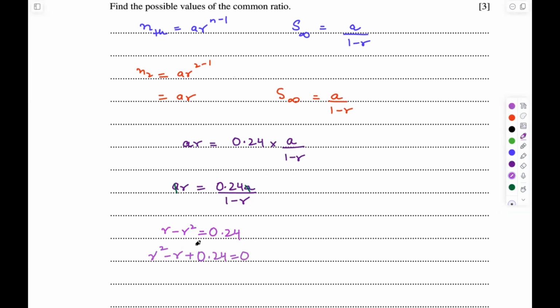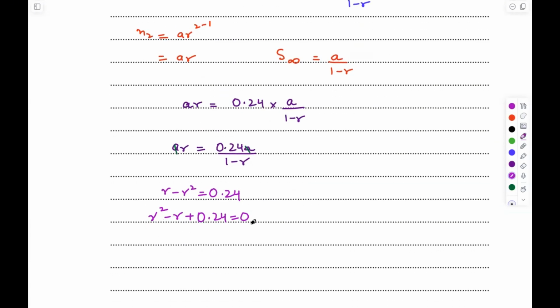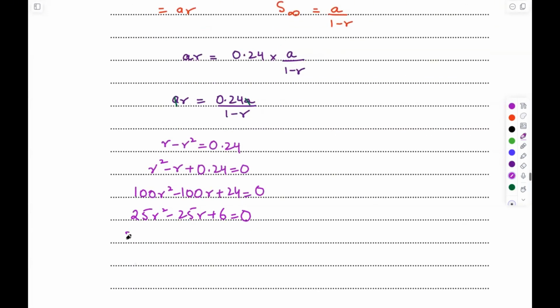Now we can use our calculators to factorize this, or we can just multiply the whole equation by 100 to get rid of the decimal. So this will become 100r squared minus 100r plus 24 equals 0. Dividing it by 4, we will get 25r squared minus 25r plus 6 equals 0. Now using middle term breaking, that will become 25r squared minus 15r minus 10r plus 6 equals 0.